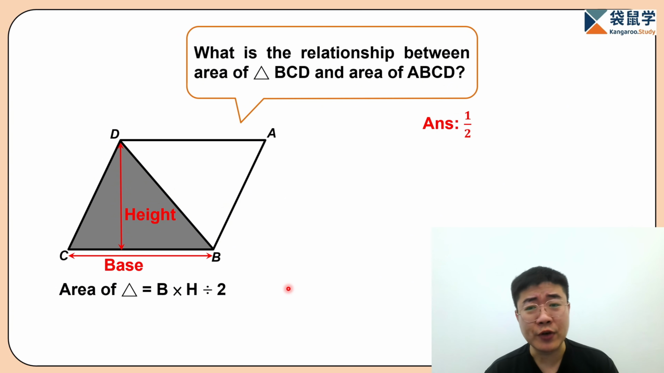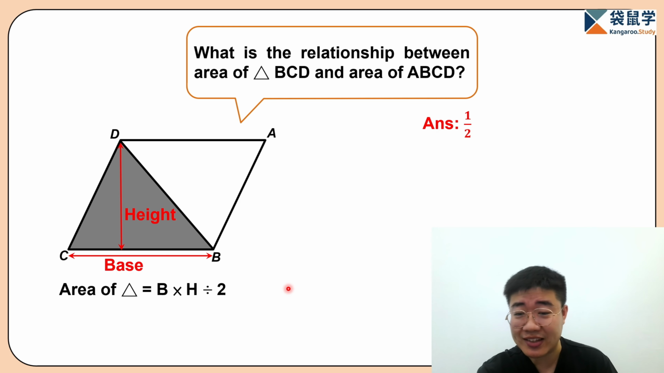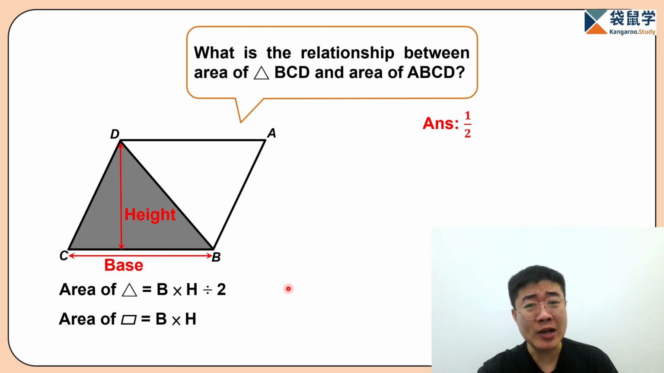Now my next question for you is, how do we find the area of the parallelogram? Parallelogram is just the base times the height. Now we're going to realize that in the figure, the base of the triangle is also the base of the parallelogram. And then we can see the height of the triangle is also the height of the parallelogram. So they share the same base and the same height. The triangle we have to divide by 2. The parallelogram we do not need to divide by 2. Of course, the relationship between them is half.